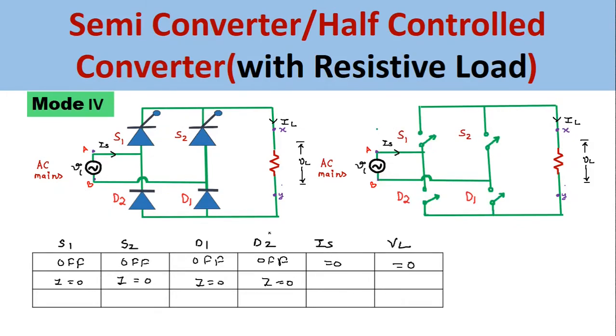Now the last mode is mode number 4. Mode number 4 is studied during the positive half cycle of the AC input signal from the instant 2 pi to 2 pi plus alpha. That means before the next triggering pulse is applied to the SCR S1, we will study mode number 4. During the positive half cycle of the AC input signal in mode number 4, this A terminal of the AC mains becomes positive, and this B terminal will be negative.